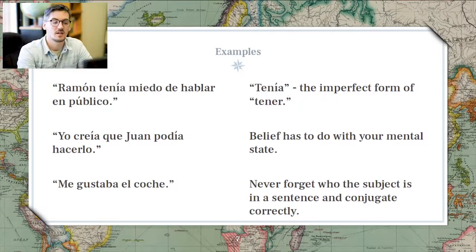Okay, the next one. Yo creía is the first person singular imperfect form of creer, C-R-E-E-R, which is to believe. And belief has to do with your mental state. So it makes sense that creer would be conjugated in the imperfect form.